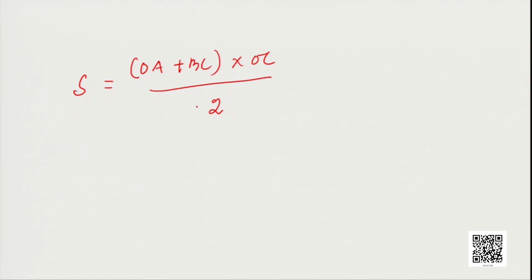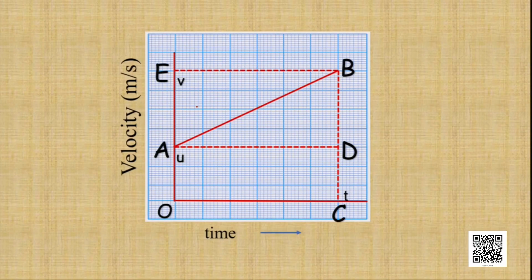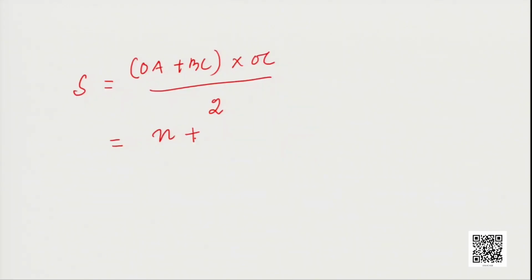So what is OA plus BC? In mathematics also you have studied how to find out the area of the trapezium. OA plus BC is nothing but the sum of the parallel sides multiplied by the base, that is your OC, and divided by 2. Now if we substitute the values for OA, BC and OC, what will we get? OA is nothing but your initial velocity u, BC is nothing but the final velocity v, and OC is nothing but your time t, divided by 2.